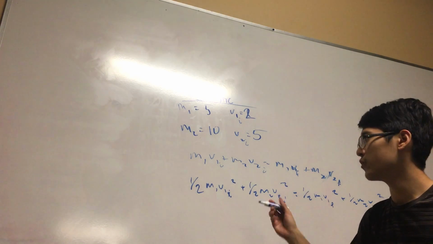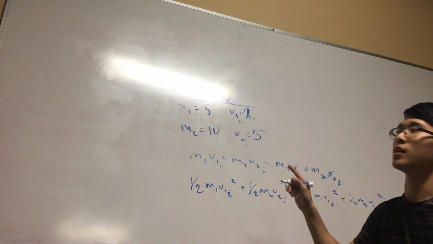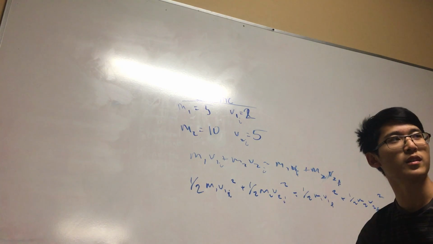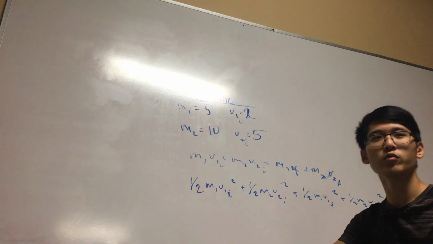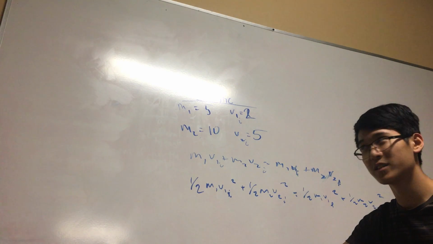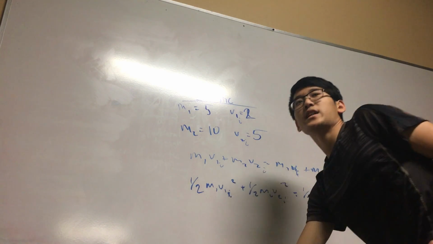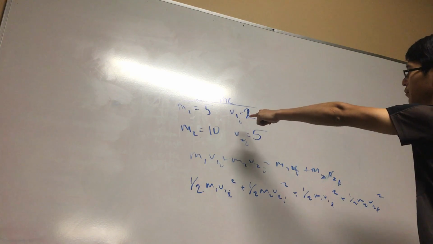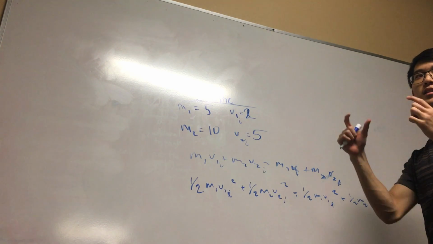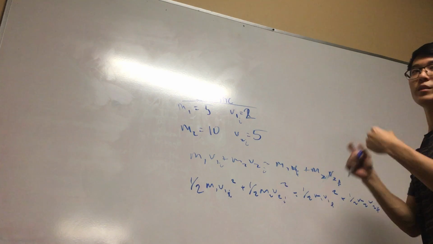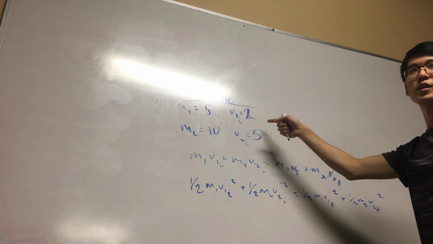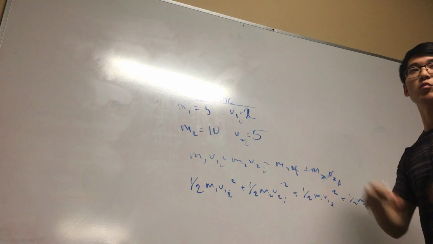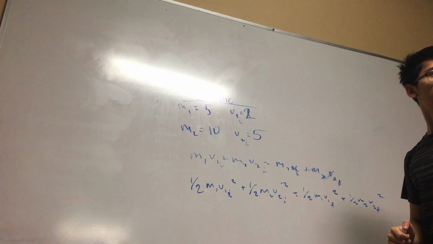So what we can do instead, actually, there's something interesting about elastic collisions: the relative velocity of an elastic collision remains the same after the collision. Do you remember what relative velocity is? Isn't it like the velocity relative to each other? So if m1 is moving at 2 meters per second and m2 is moving at 5 meters per second, the relative velocity between them is 3 meters per second, right? You subtract them because they're relative to each other.